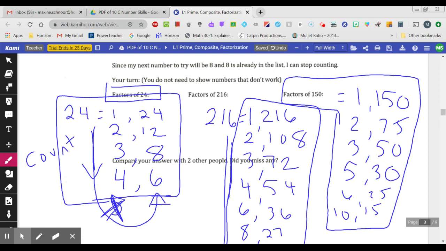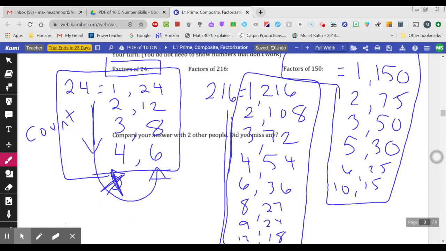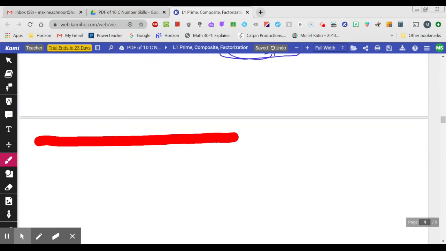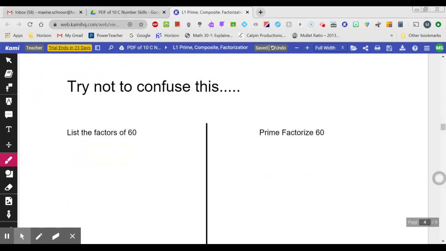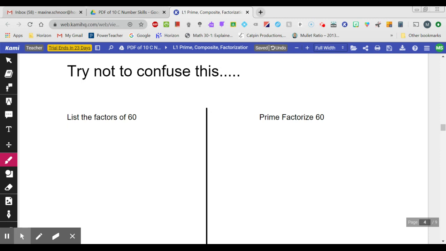Okay? So let's just summarize with one more example. These two questions sound a lot alike, so try not to confuse them: list the factors of 60 and prime factorize 60. Okay, so those are two very different concepts.